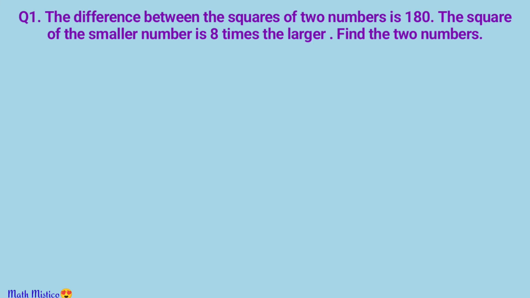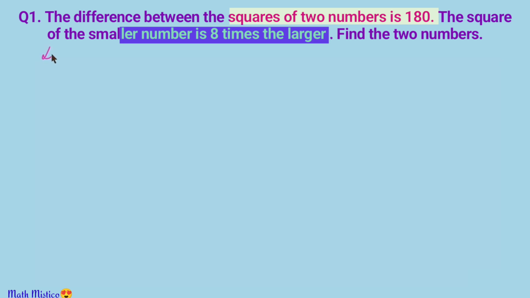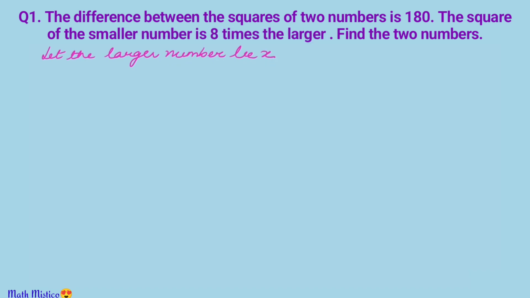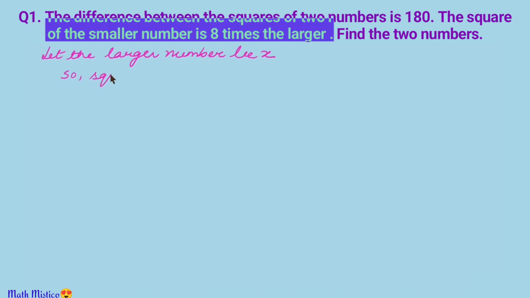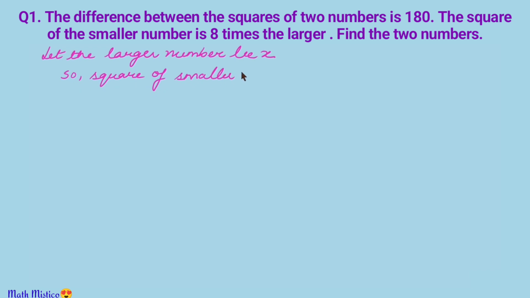Here the keywords are: the difference of squares of the numbers is 180, and the square of the smaller number is 8 times the larger number. So we will take the larger number as x because the smaller one depends on it. We are not given the smaller number, but it's mentioned that the square of the smaller number is 8 times the larger number. So the square will be 8x.